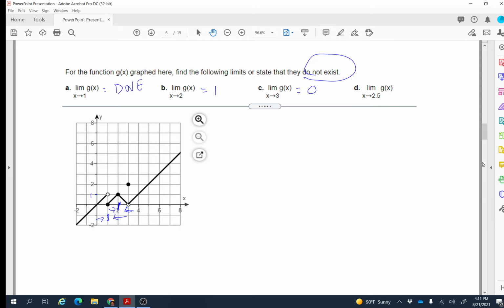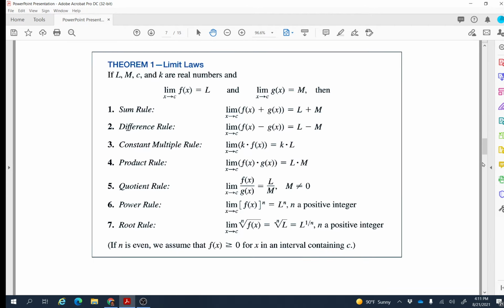For the 4, which is 2.5, as you can see, 2.5 is somewhere between 2 and 3, so you can see that it's 0.5. When x approaches 2.5 from the left side or the right side, the graph is approaching the same value, which is approximately 0.5. Okay, so we can use a graph for finding the limit of a function.